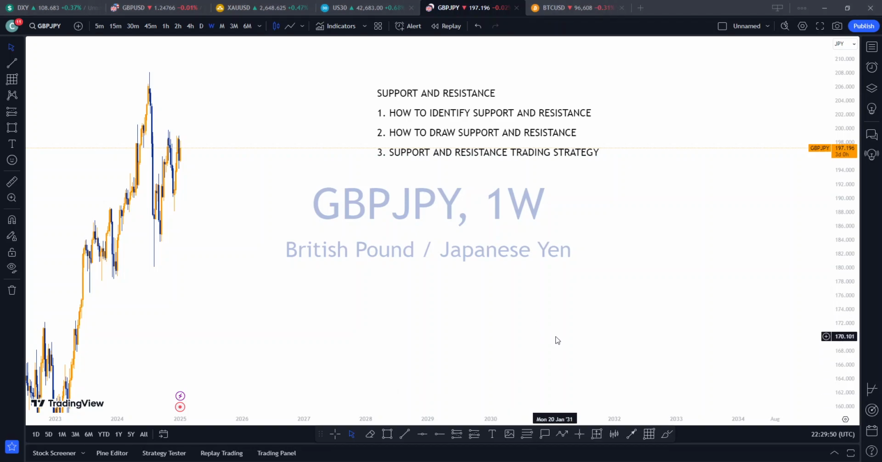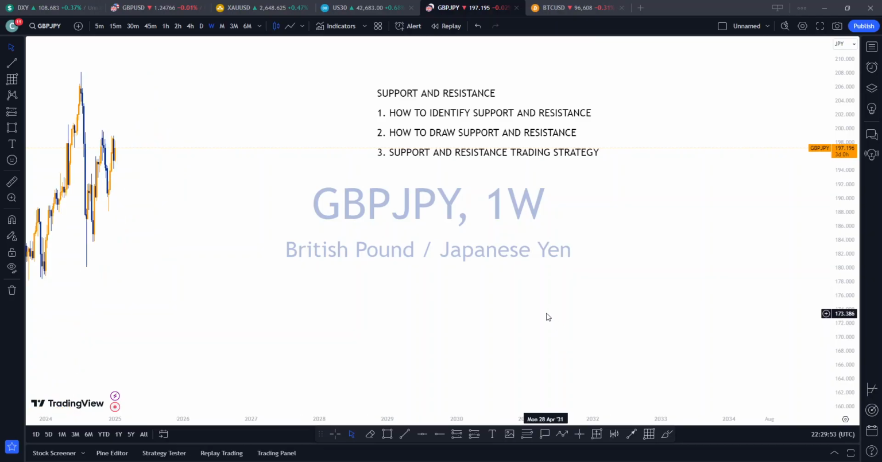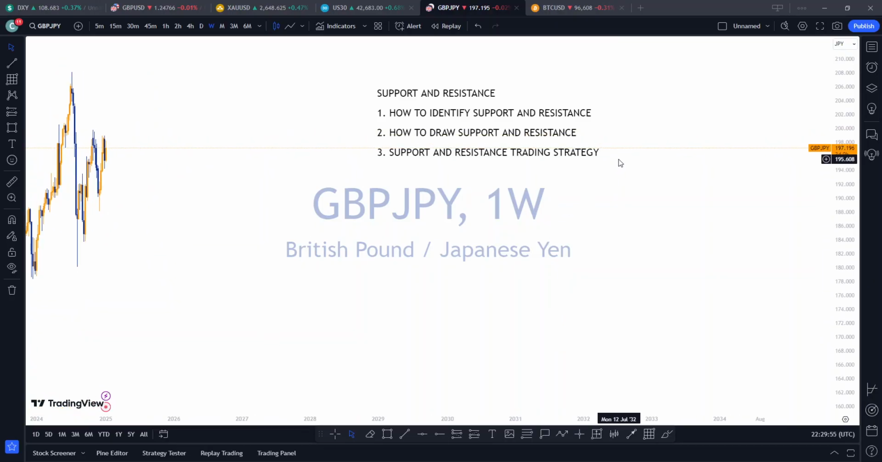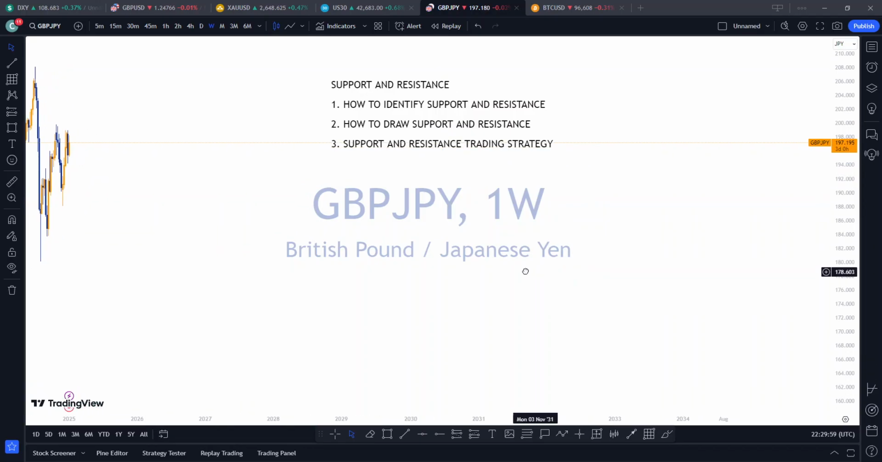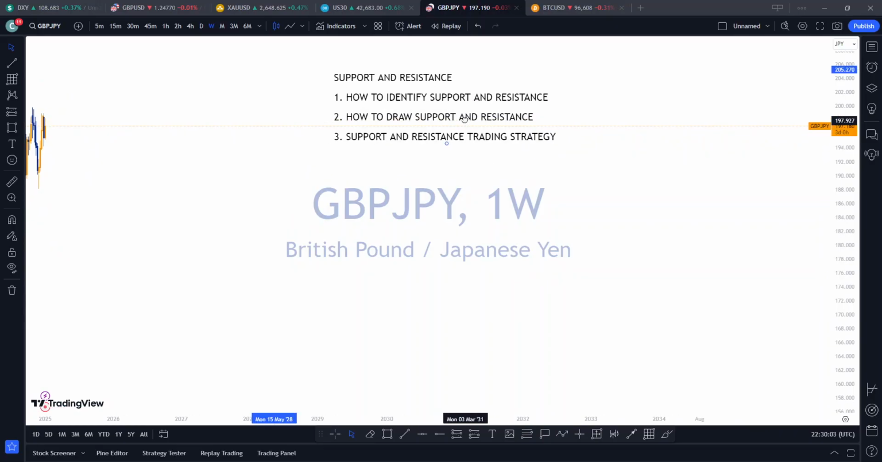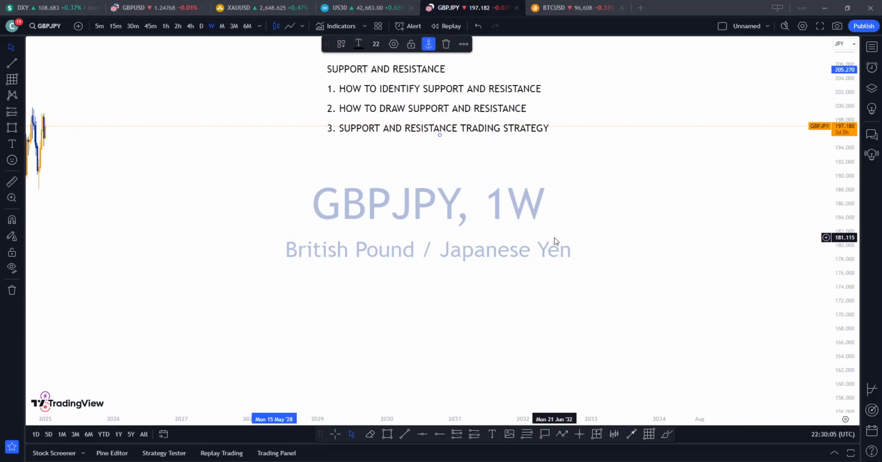Hey guys, so this will be a video on support and resistance. I'm going to be simplifying how you can use support and resistance. So now let's go with what is support and resistance. I'm just going to give you different analogy examples to explain how support and resistance works, and you can use that on the real chart as well.